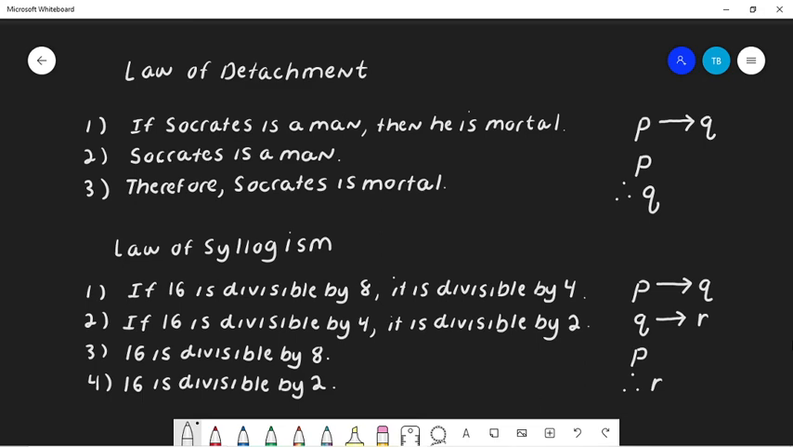So we can see how the logic in these statements kind of works its way through from P to Q and then Q to R. So all we have to do to establish R is to affirm P.